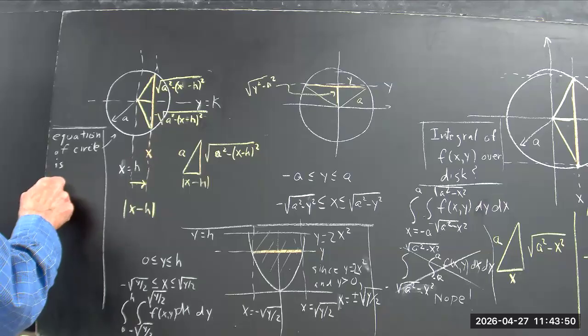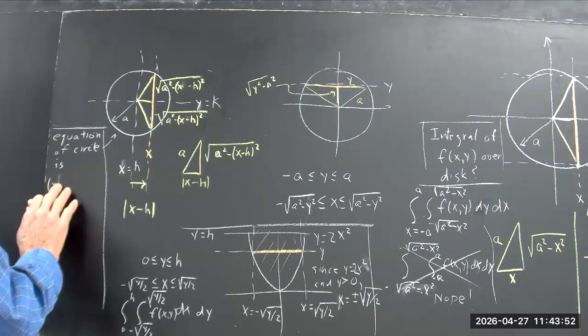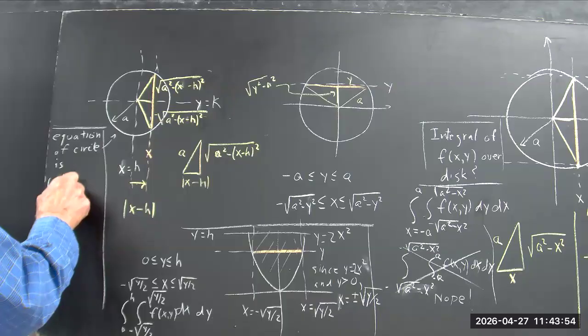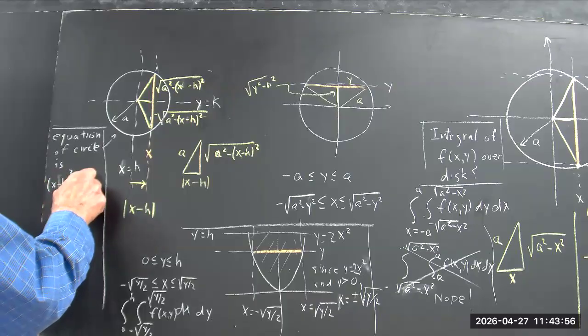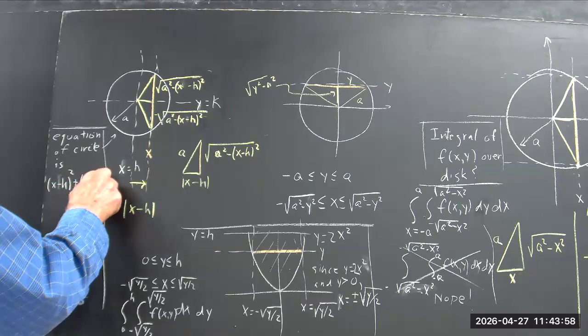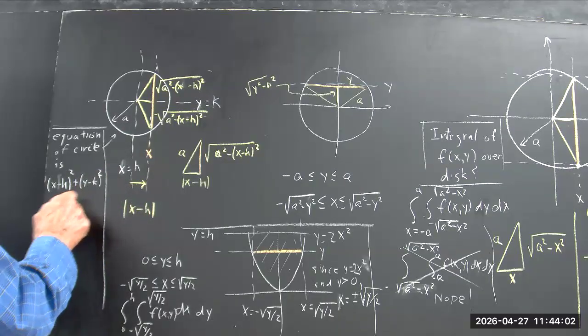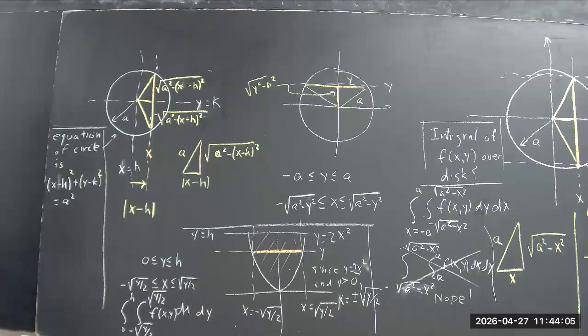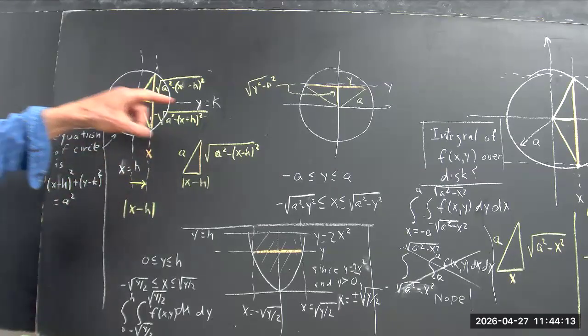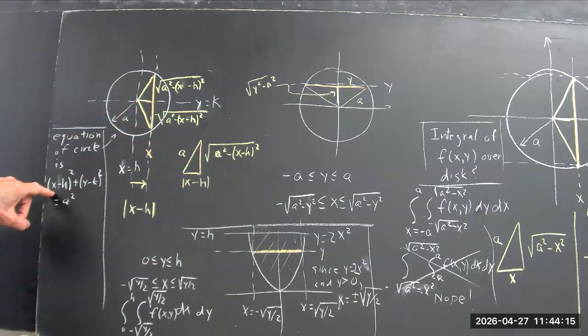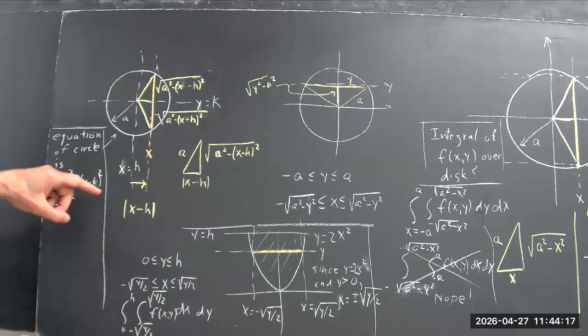The equation of the circle is x minus h squared plus y minus k squared equals a squared. It's just the x squared plus y squared equals a squared circle, but we've horizontally shifted h units and vertically shifted k units, which means that we're going to use x minus h and y minus k instead of x and y.